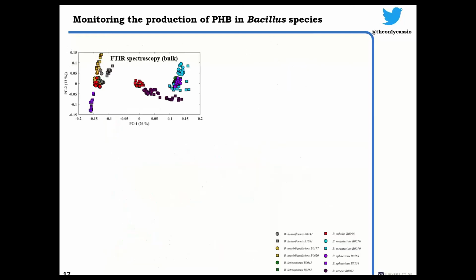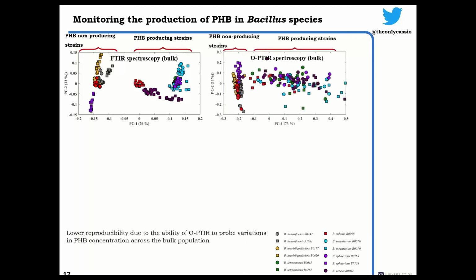And here we have the scores plots, the PCA results for the FTIR results from both populations. So we can clearly see the formation of two different groups. On the negative side of PC1, we have the strains that do not produce PHB, and on the positive side, we can see the strains that produce PHB.